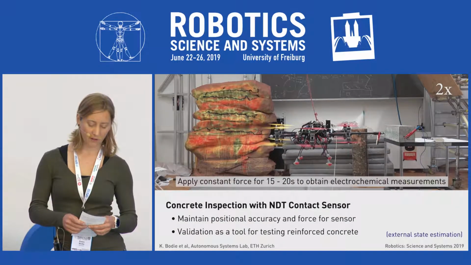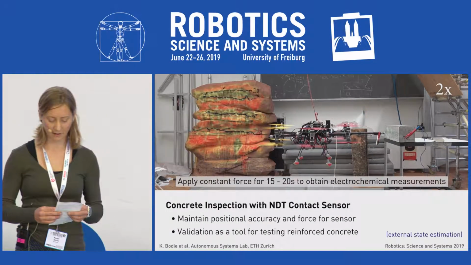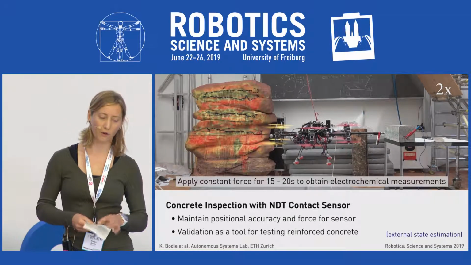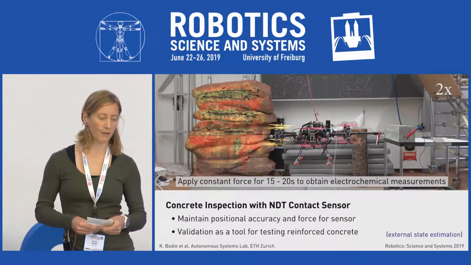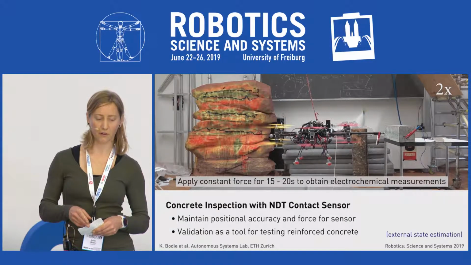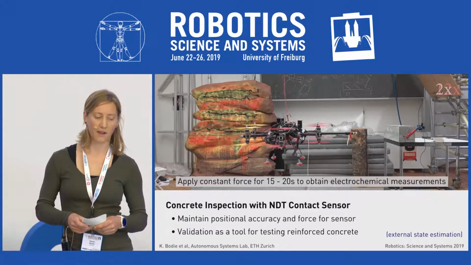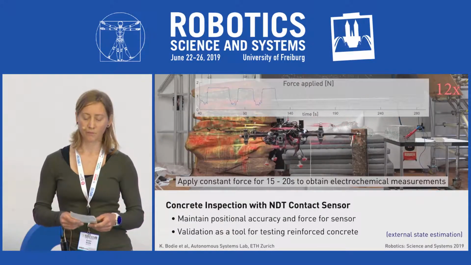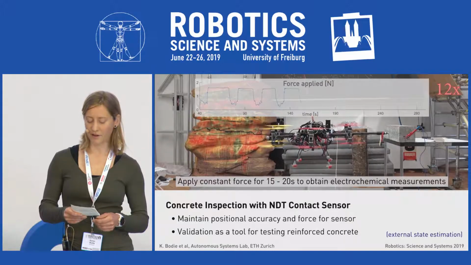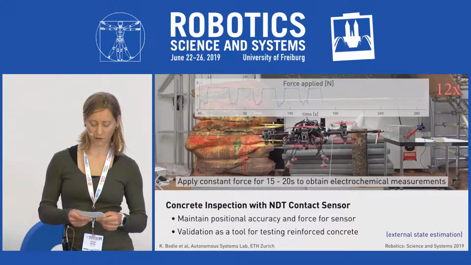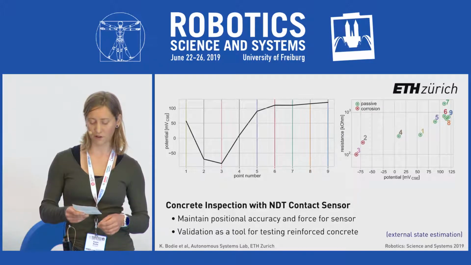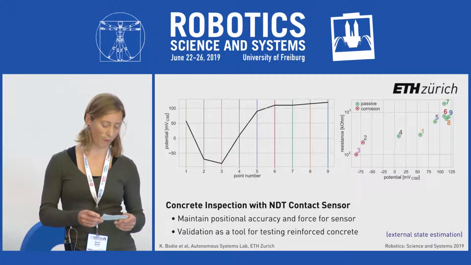So here we demonstrate the system as a tool for non-destructive testing of reinforced concrete. This concrete block has a known corrosion spot on the underlying rebar. We take 9 measurements at 5-centimeter intervals along the sample, and we hold a force as we take the sample for the electrochemical sensor. Results show that the corroded points are identifiable by the contact sensor, which also shows the viability of assisted or autonomous contact inspection of infrastructure with flying robots.